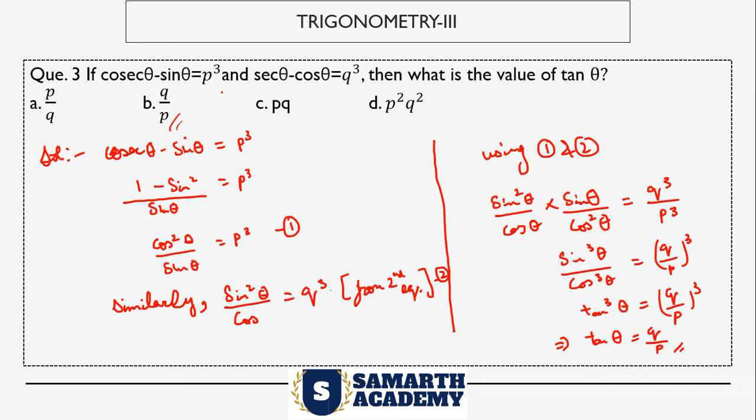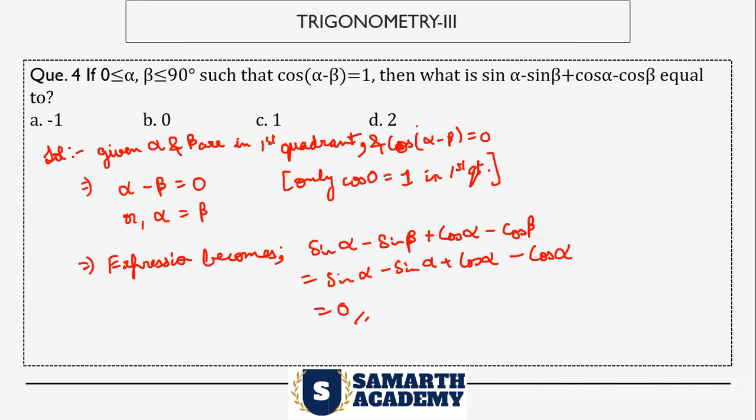Option B. Okay. If alpha and beta both lie in the first quadrant such that cos(α − β) equals 1, then what is sin α − sin β + cos α − cos β? In the first quadrant, cos equals 1 only where theta equals 0. Since it is given that both of them are between 0 and 90, it can lie either in the first quadrant or the fourth quadrant.